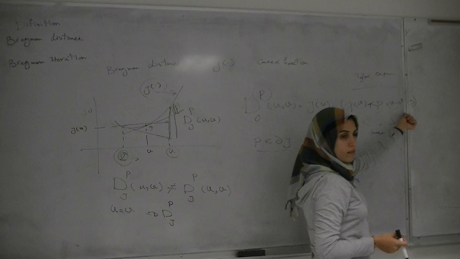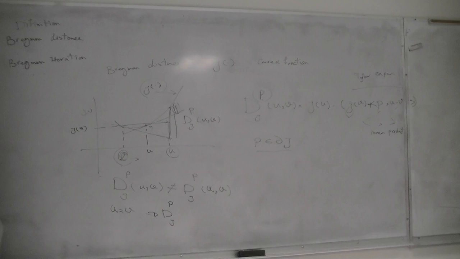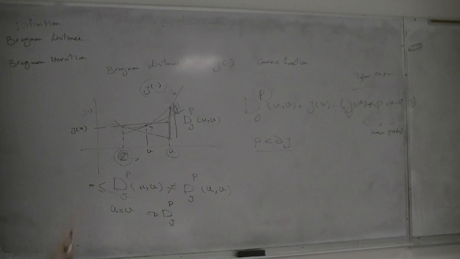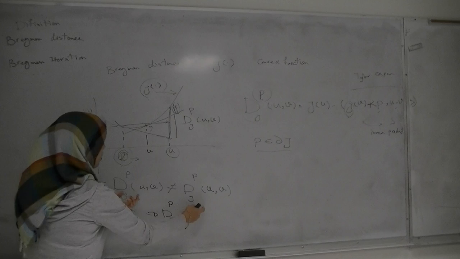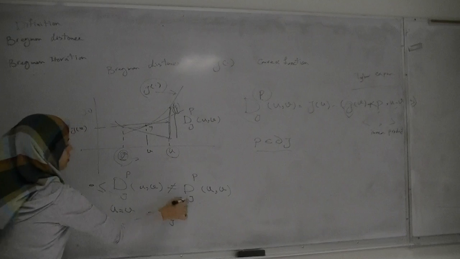But this one is the inner product of the P and U minus P. Actually, it's okay, probably, because we care about the distance there. And the distance is always non-negative. And because it's not the usual distance, for V and U this one is not equal together.